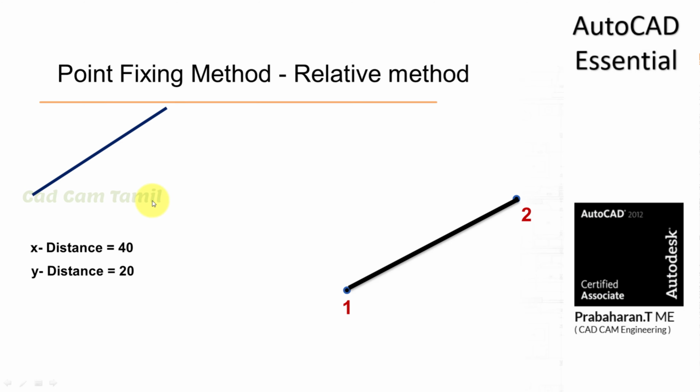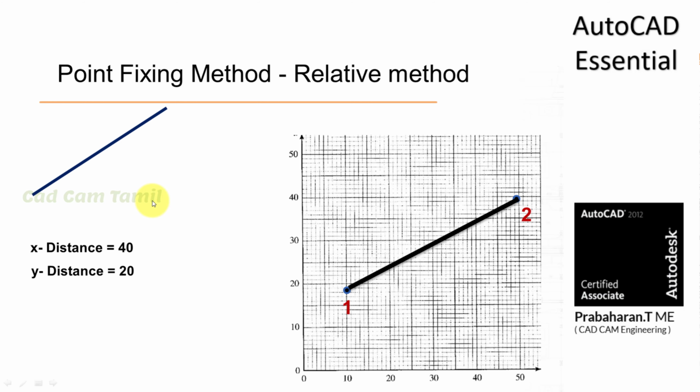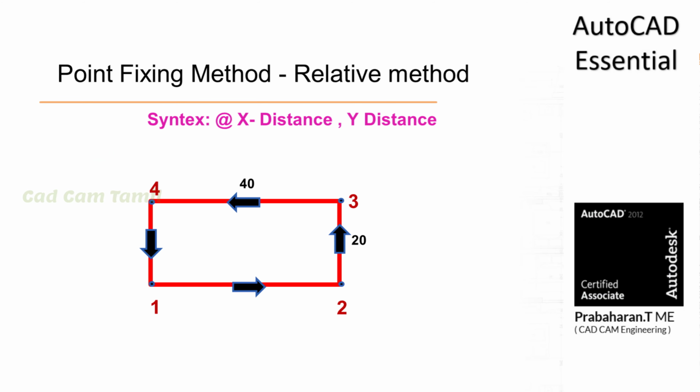In a similar way, if you draw this inclined line on the graph, you will get the idea. Point 1 and 2 have some gap in the x coordinate, and similarly some gap in the y coordinate. That is why we get some x distance value and some y distance value. So from this idea, we can draw any inclined line by calculating the x distance and y distance of the points. Let me take the same example we discussed in the absolute method.